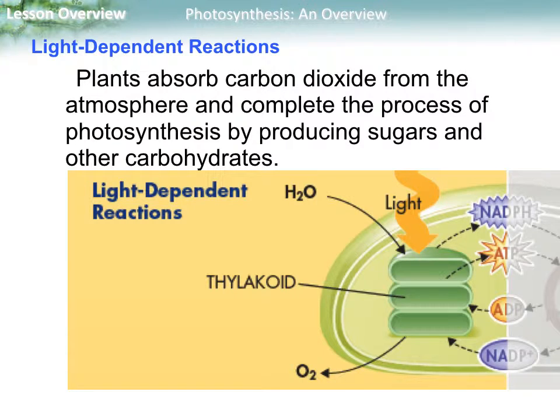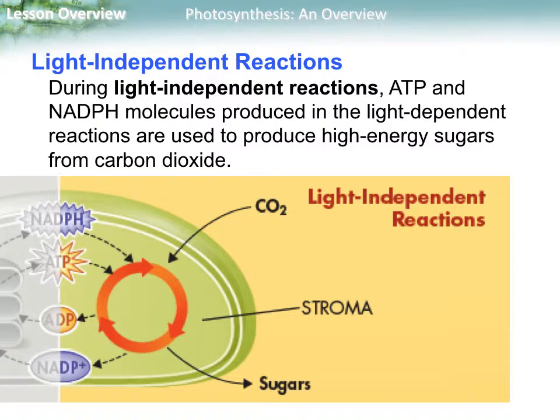Plants absorb carbon dioxide from the atmosphere and complete the process of photosynthesis by producing sugars and other carbohydrates. Now, during the light-independent reactions, this does not mean it takes place in the dark or after nighttime, okay? It just means that it doesn't require light to do this part, okay?